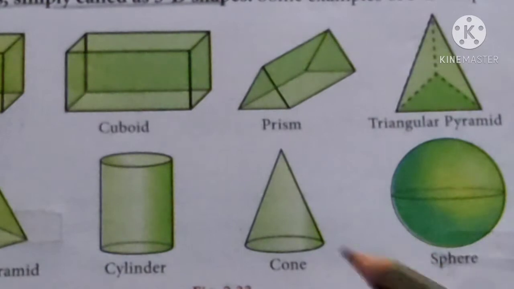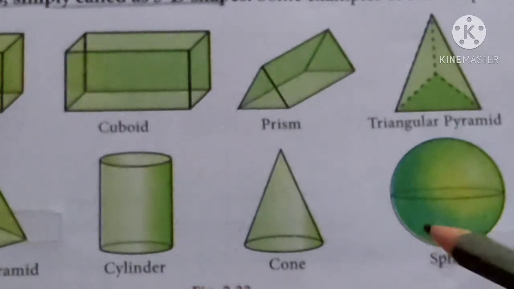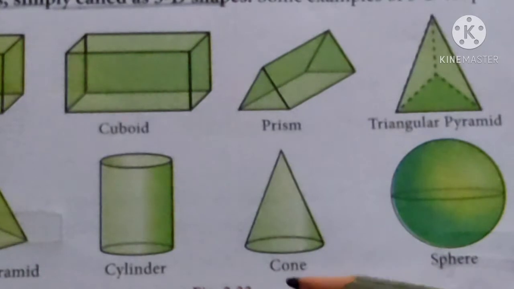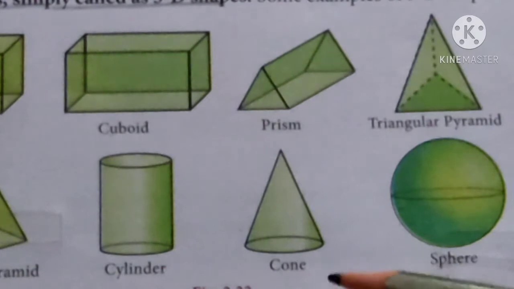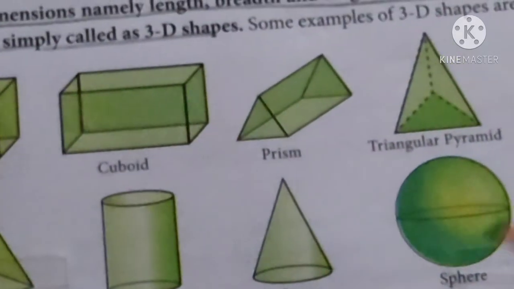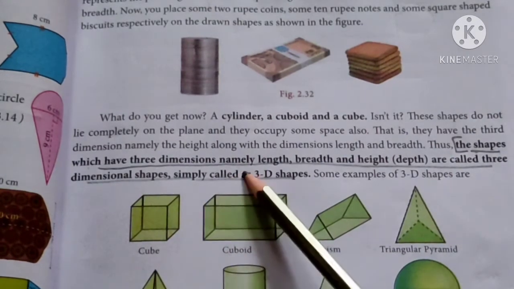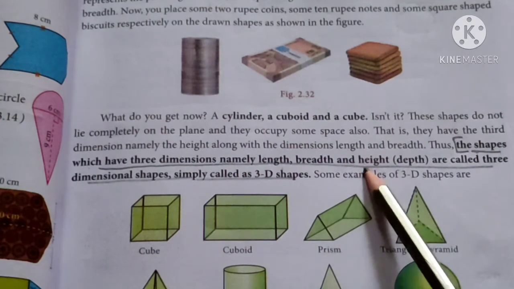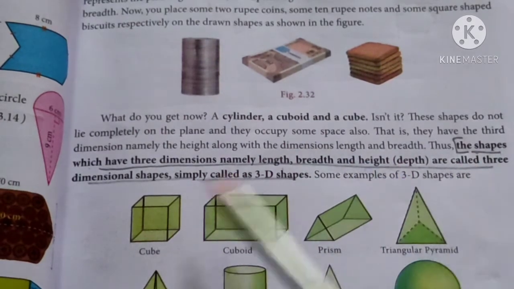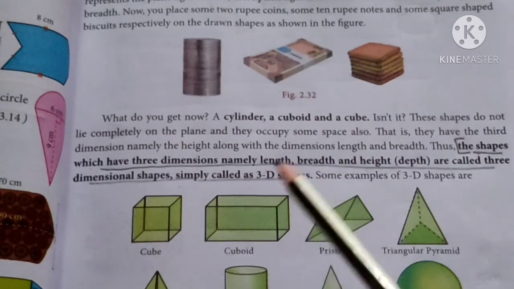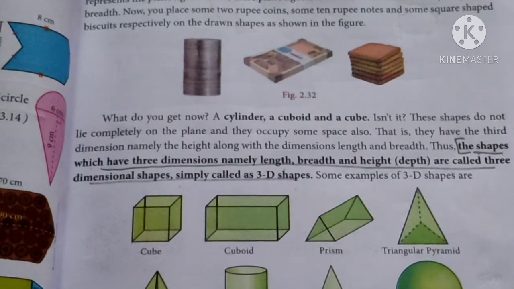Why do we call these pictures 3D shapes? Because these pictures have 3 dimensions, namely length, breadth and height, they are called 3-dimensional shapes, simply called 3D shapes. So what's the definition of 3D? The shapes which have 3 dimensions, namely length, breadth and height or depth, are called 3-dimensional shapes, simply called 3D shapes. Now listen: the faces, edges and vertices.